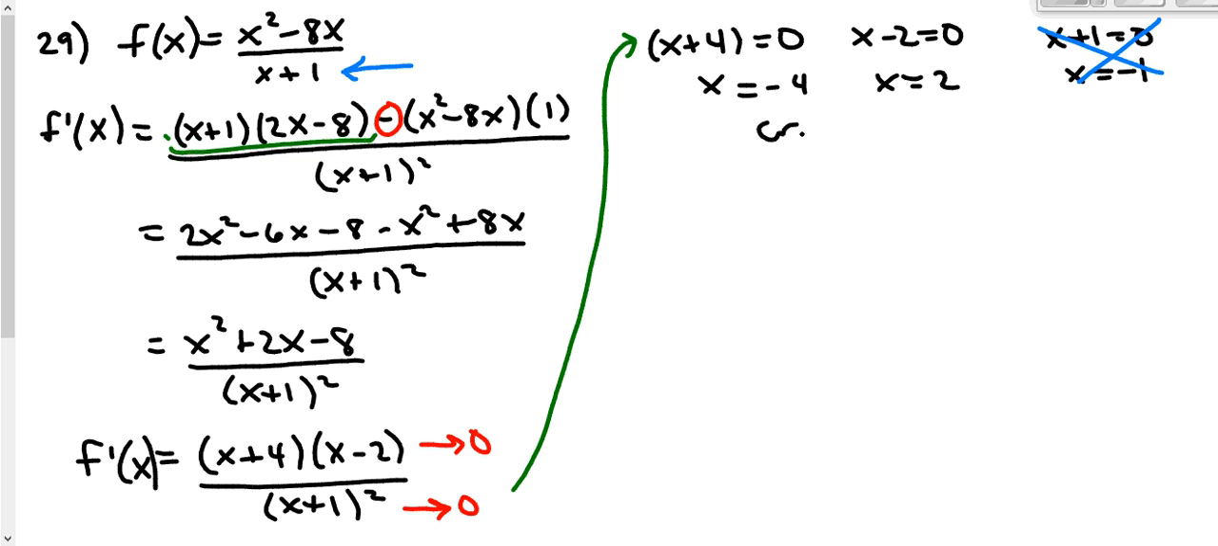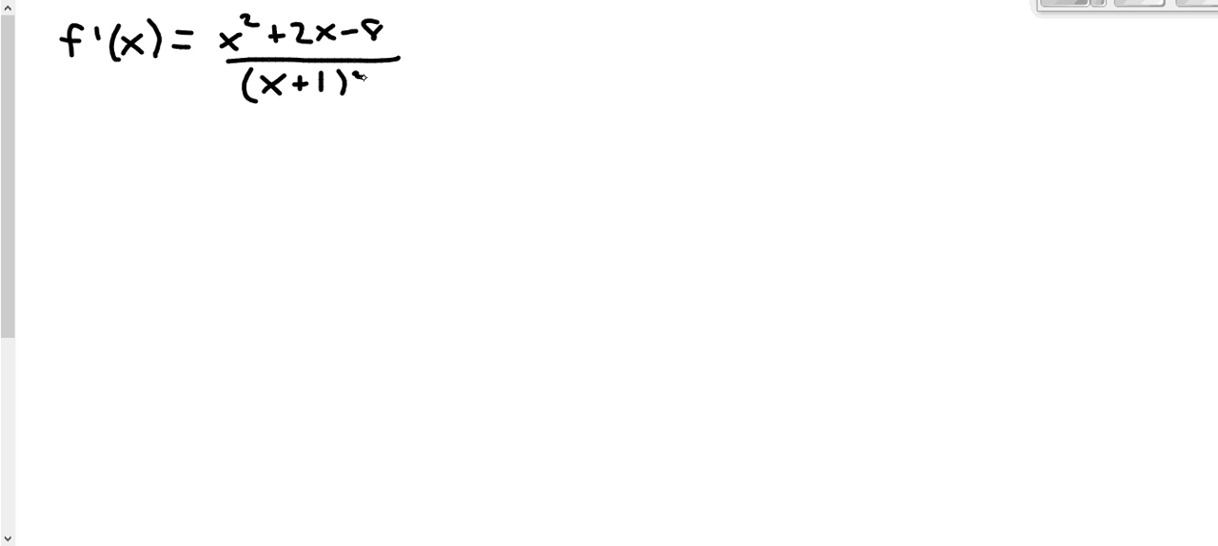Okay, so these are the critical points, and what we want to do is figure out if they are maxes or mins or what, and we're going to do that using the second derivative test. So that means we need the second derivative. So let's go ahead and find that. Starting with the first derivative, I'm going to use the version of the first derivative that I had before I factored the numerator. And then we're going to use the quotient rule.